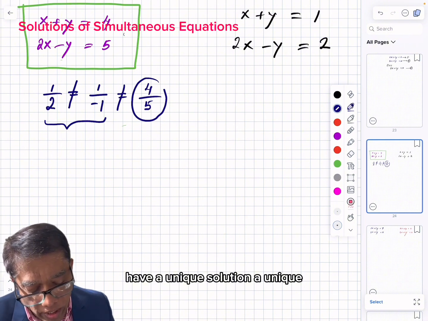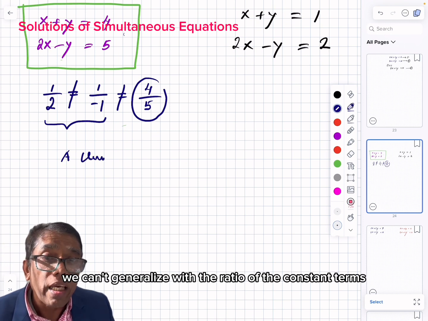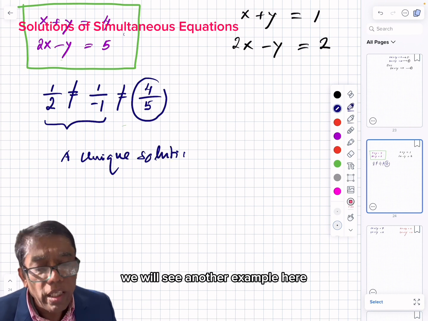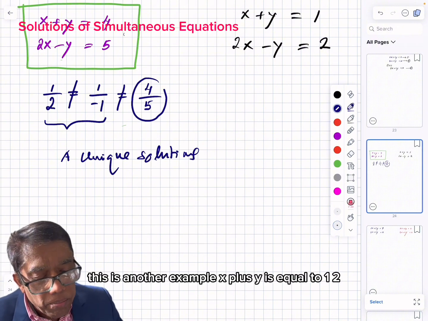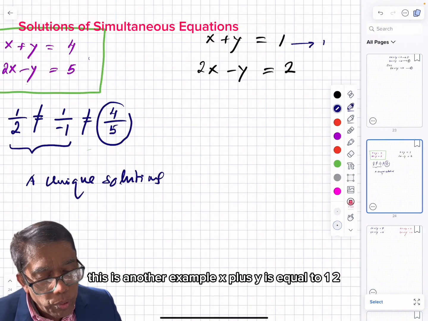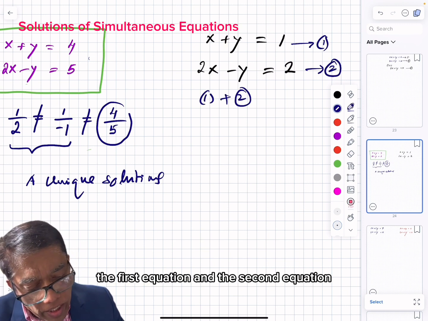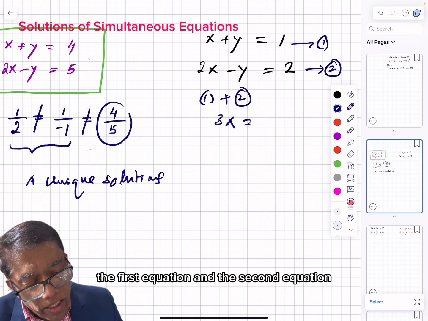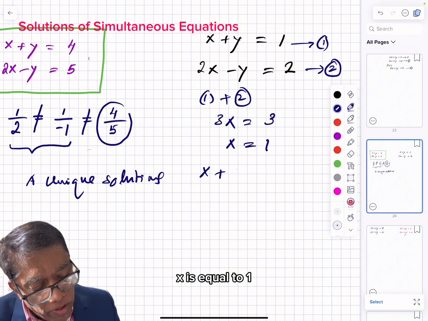A unique solution. We can't generalize with the ratio of the constant terms. We will see another example here. This is another example. x plus y is equal to 1. 2x minus y is equal to 2. If I add them, the first equation and the second equation, 1 plus 2, 3x is equal to 3, x is equal to 1.